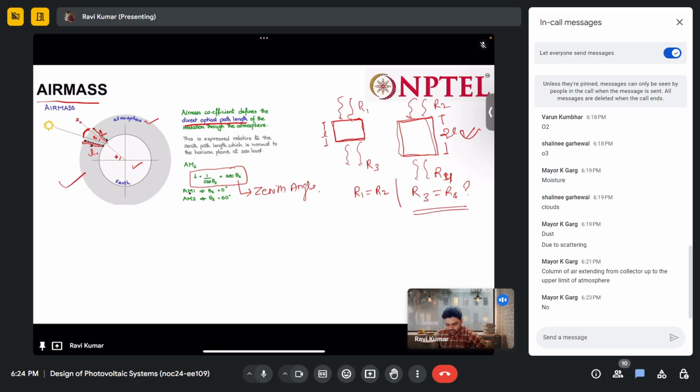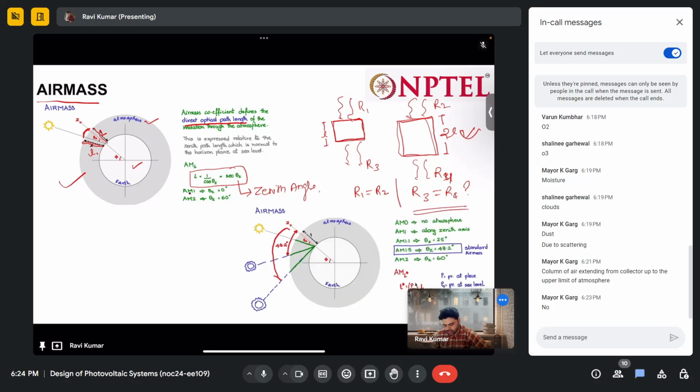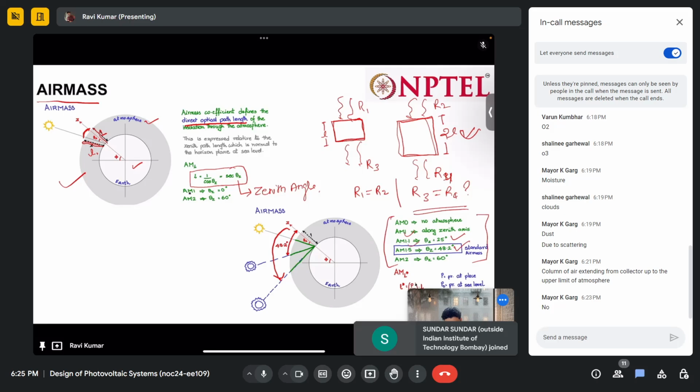And you can see here as well, if theta z is increasing, that means our zenith angle is increasing, and due to this, our air mass changes. You can see for 25 it is 1.1, for 48.2 it is 1.5, for 60 it is 2. Increase in air mass means the angle theta z is high, and this theta z being high represents that the light is having more optical length through the atmosphere.